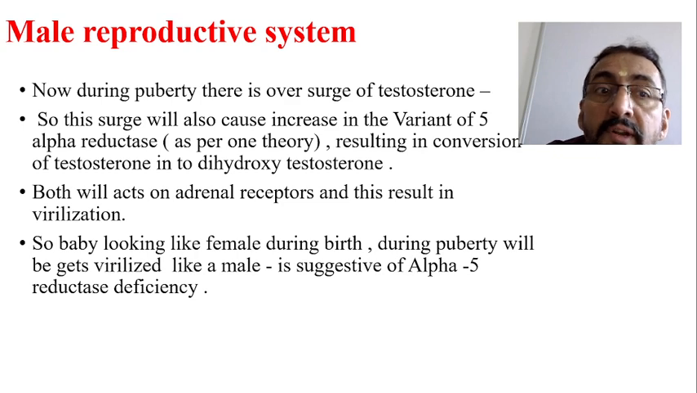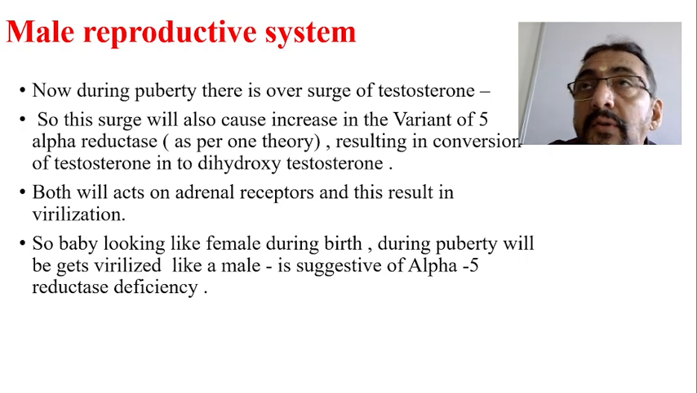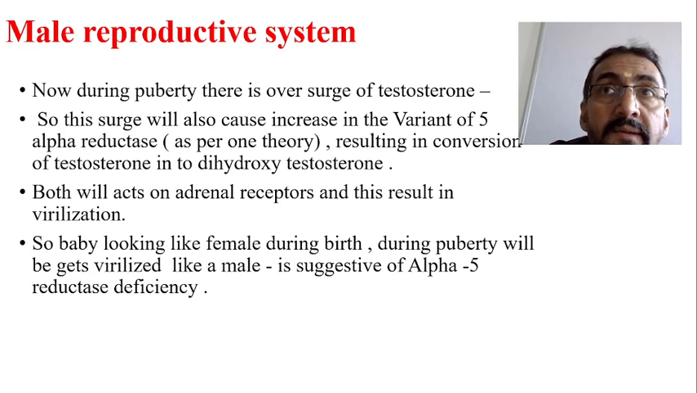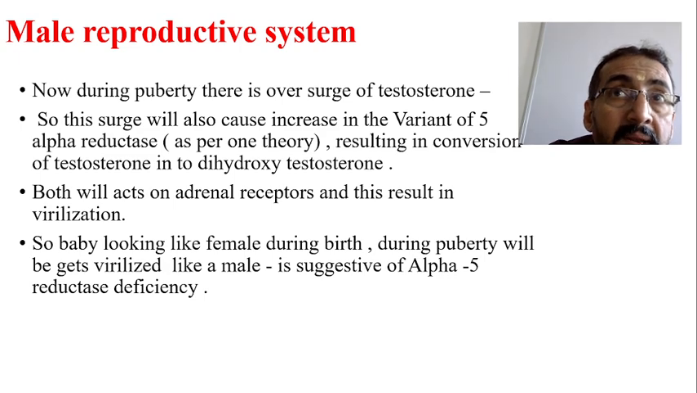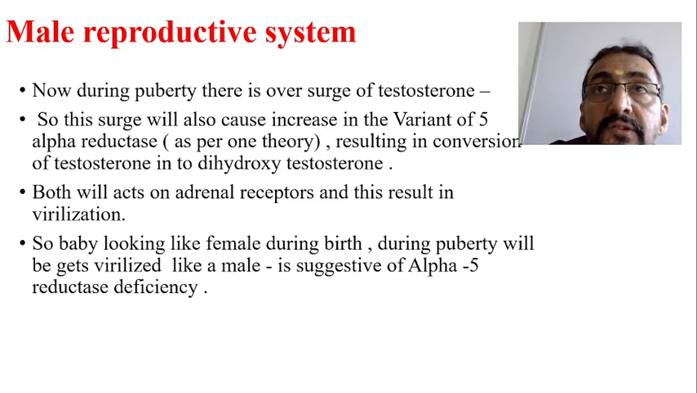Actually, the natural original 5-alpha reductase is absent, but during puberty, because of the high surge of testosterone, a variant of 5-alpha reductase will be formed. That will convert testosterone into dihydrotestosterone. This was not taking place at the time of birth, or during fetal development, but the same is now happening at the time of puberty because of the high surge of testosterone and the formation of a variant of 5-alpha reductase.